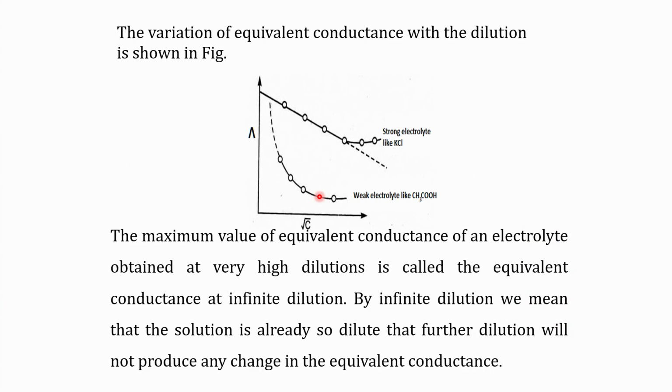What do we mean by infinite dilution? We cannot have infinite dilution; it does not mean anything. What we exactly mean is that the solution is already so dilute that further dilution will not produce any change in the equivalent conductance. This is how the practical definition of infinite dilution comes about.